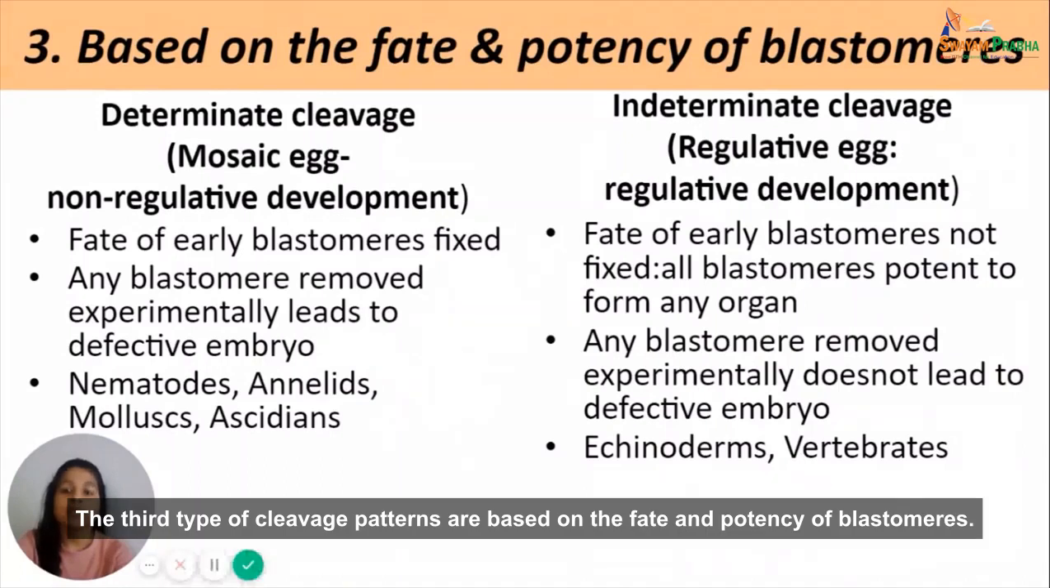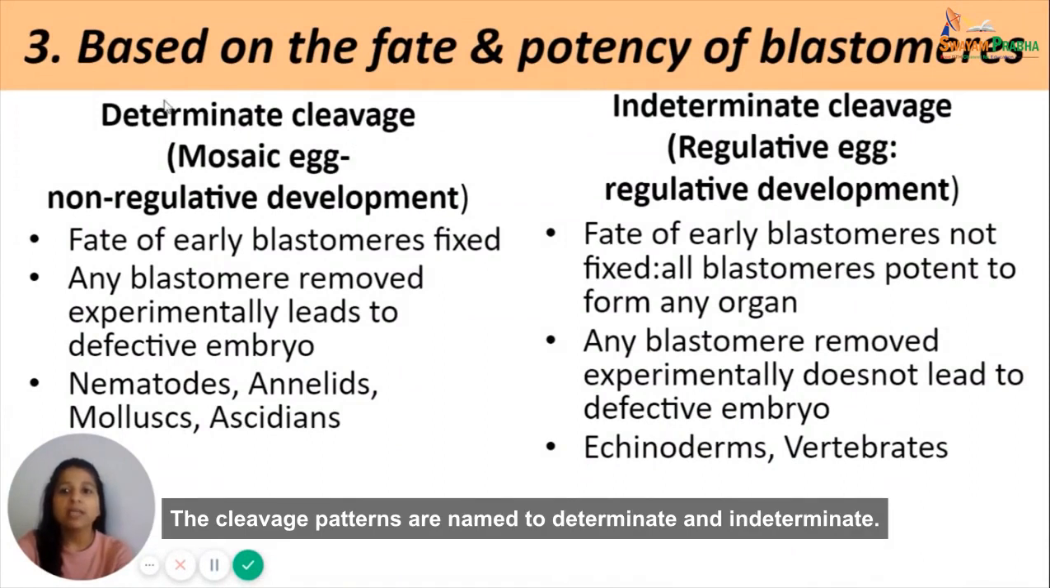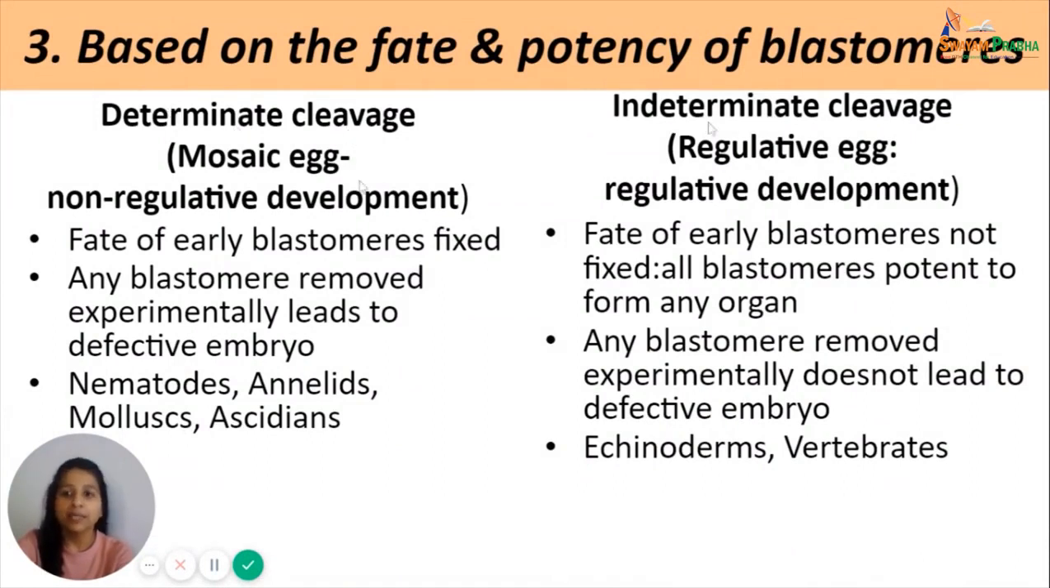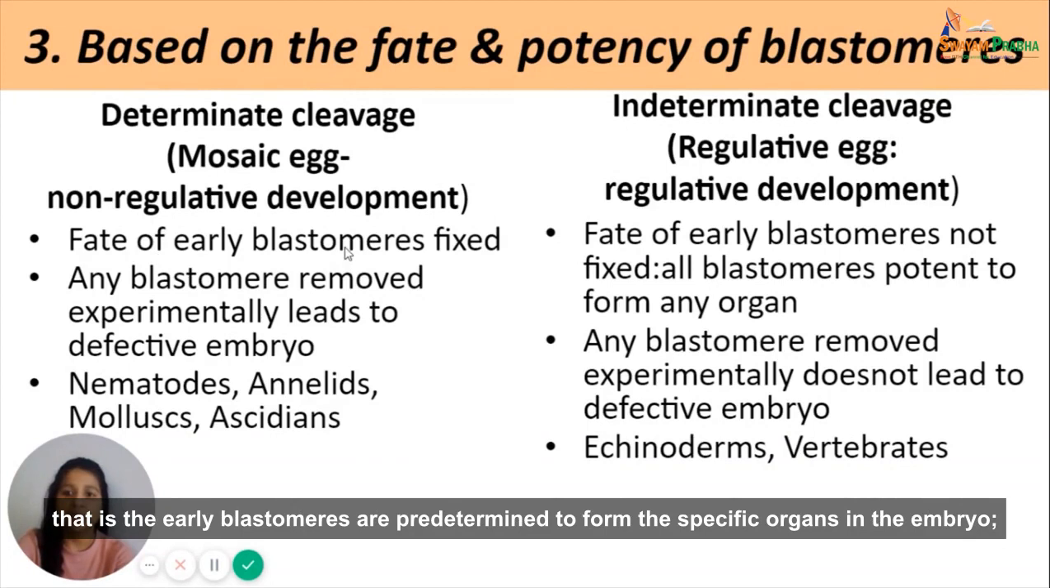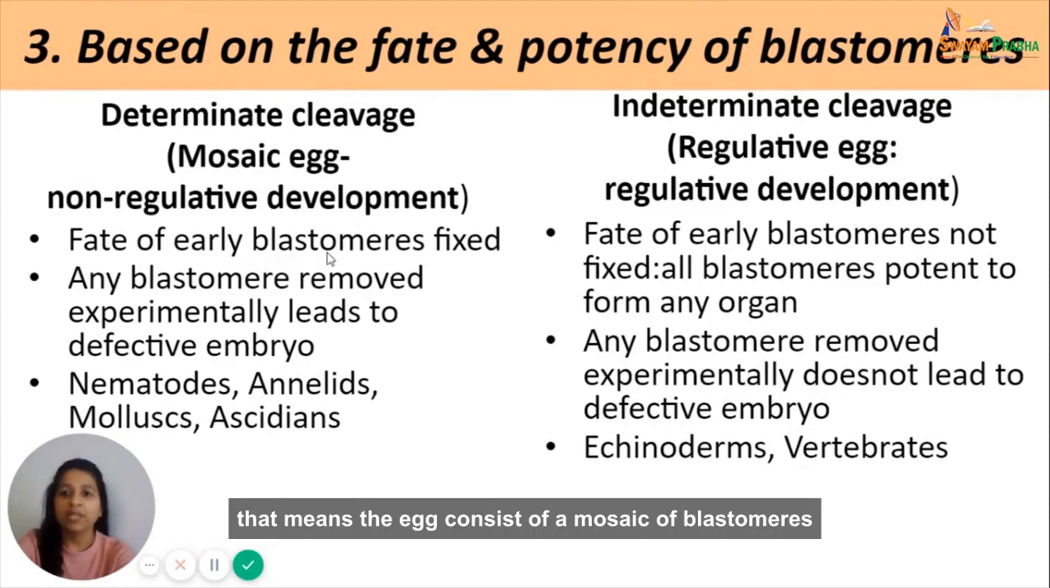The third type of cleavage patterns are based on the fate and potency of blastomeres. The cleavage patterns are named determinate and indeterminate. In determinate cleavage, the fate of early blastomeres is fixed. That is, the early blastomeres are predetermined to form specific organs in the embryo. That means the egg consists of a mosaic of blastomeres which are fixed to form different organs in the embryo, because of which the egg is known as a mosaic egg.